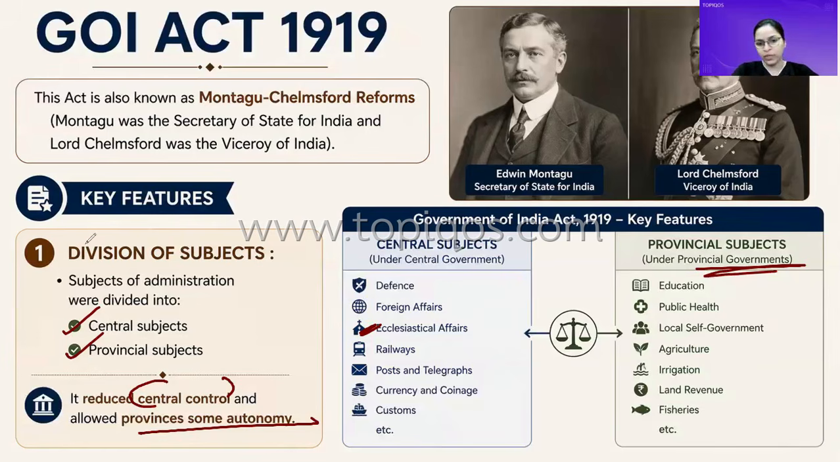When I talk about ecclesiastical affairs, this is mainly with respect to the Christian missionaries and religion. Basically, the religious activities were under the central government. That I just wanted to confirm. That's it. Let's move ahead now.